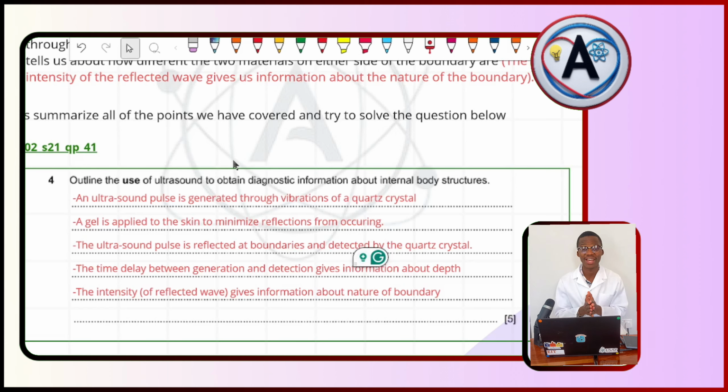I know you have a lot of questions. If you have them, please put them in the comment section and I'll be happy to address them. But that is essentially how ultrasound can be used for medical imaging.